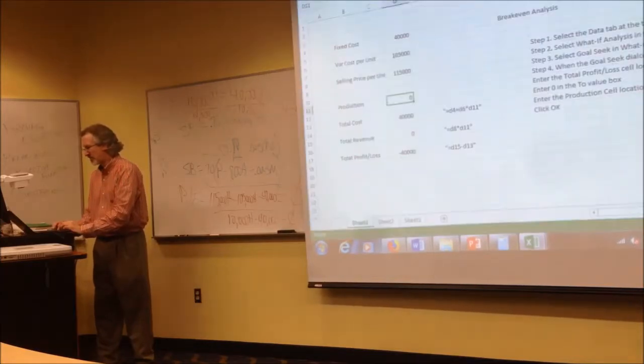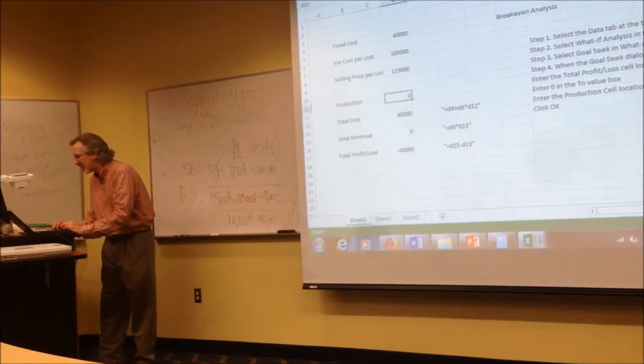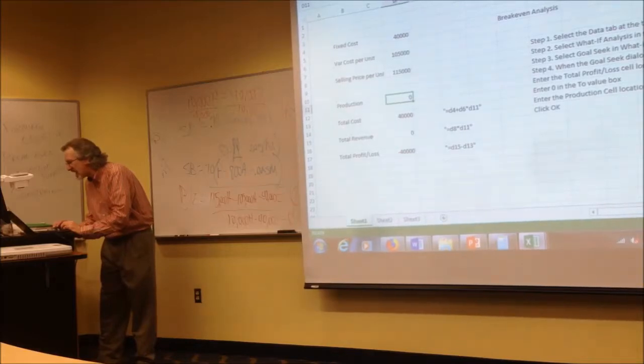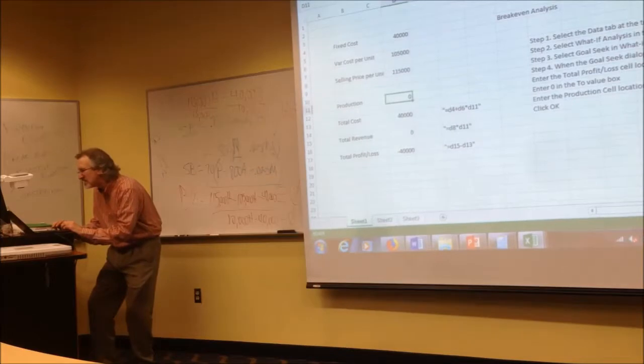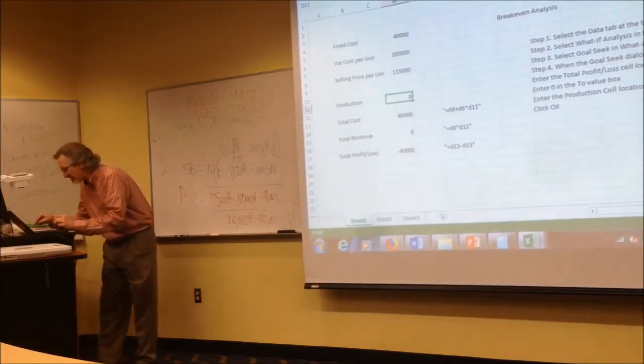Oh, almost closed. Step 2, select the What-If Analysis. Step 3, select Goal Seek, right there. Select Goal Seek, then it says enter the total profit/loss cell location. The profit/loss cell location is going to be D17. Here we go. D17.